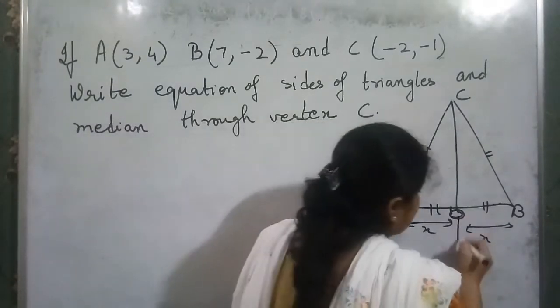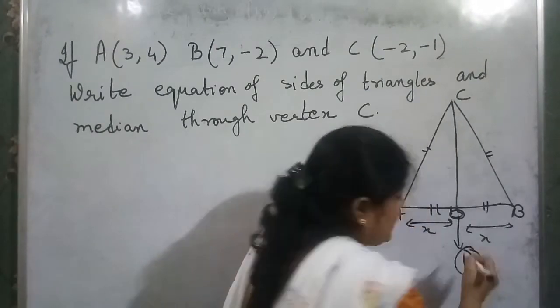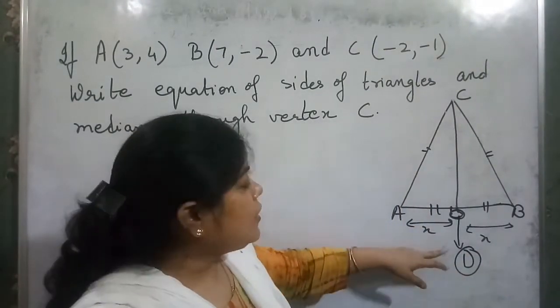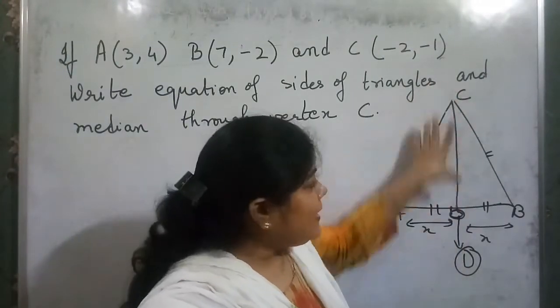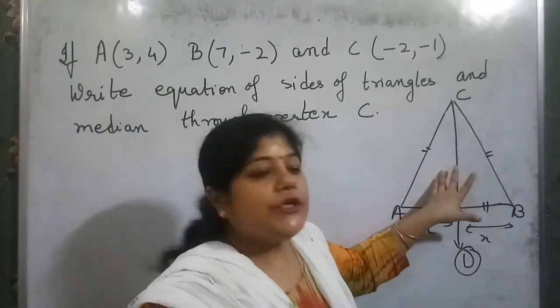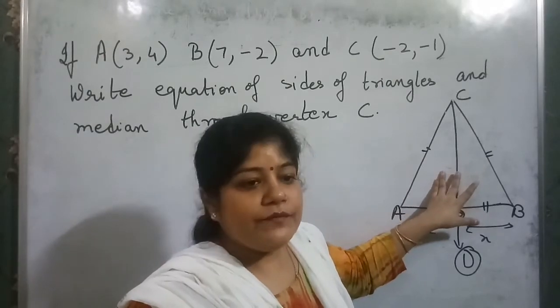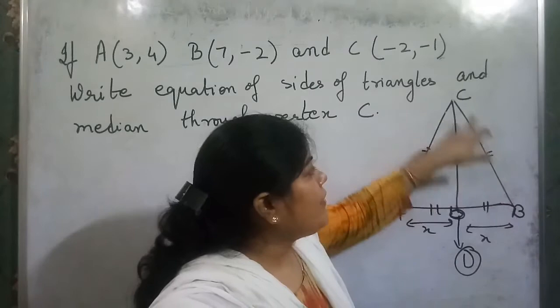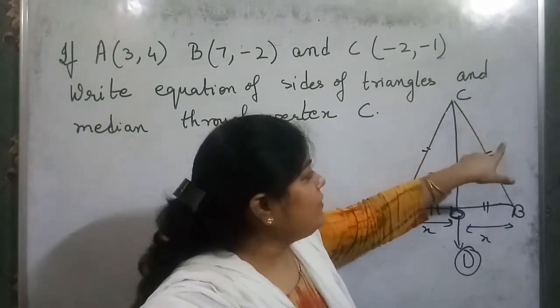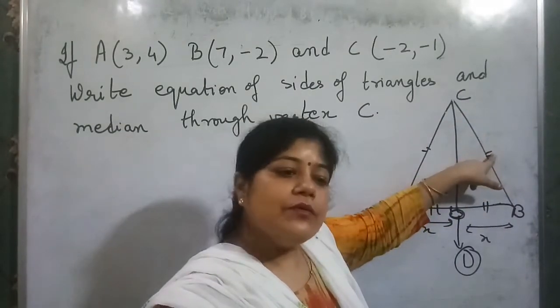After that you will get the point D, and then you have to find the equation of the line which passes through C and D, and that equation is the equation of the median. If the median for A is asked, then you have to find the midpoint of B and C, and then find the equation from A to D.